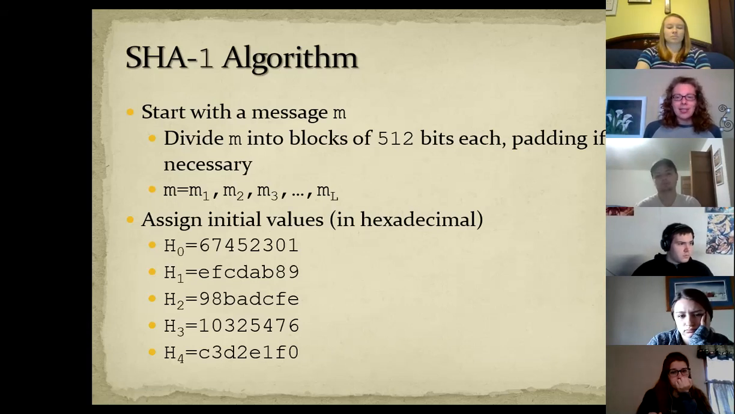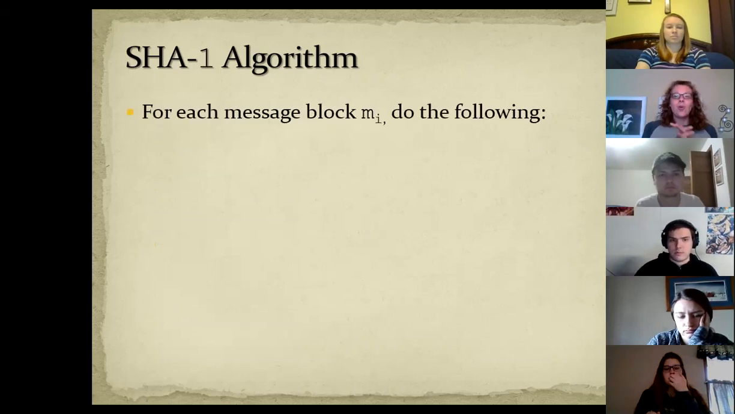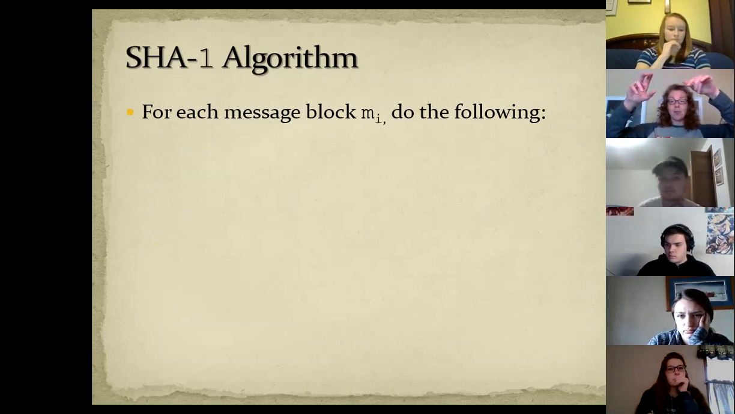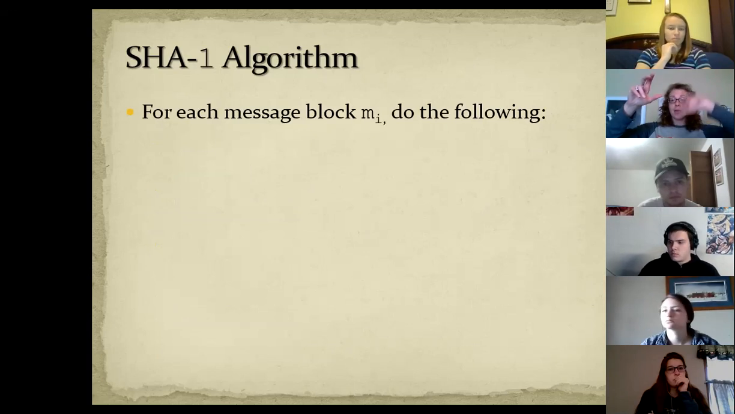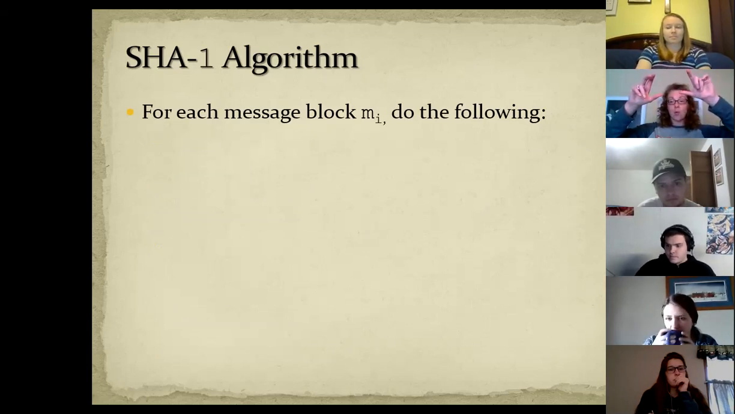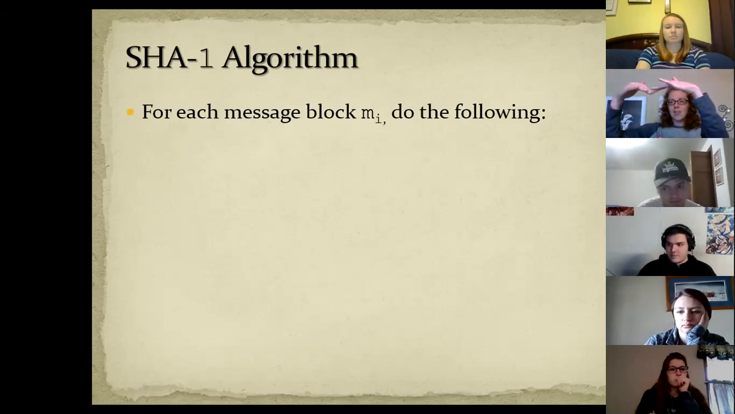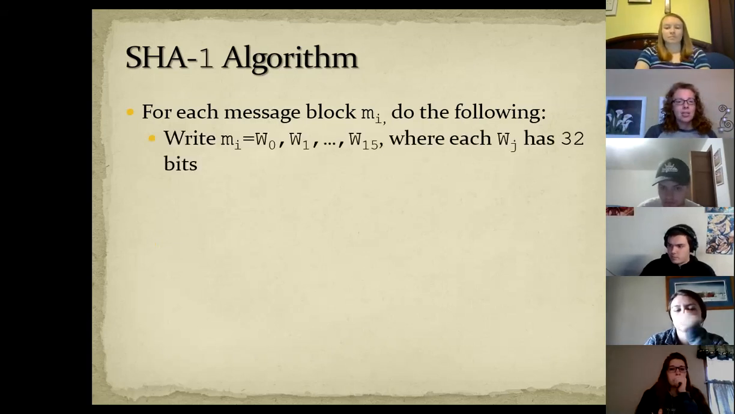Okay, that's the setup. Here's how the algorithm works. Remember what we're doing. Think big picture. We are taking a message block and the output from the previous one, putting them into this function, and getting out an output. We take that output and the next message block, put them into this function, and do this again. That's the process. So here's how that works for a message block.